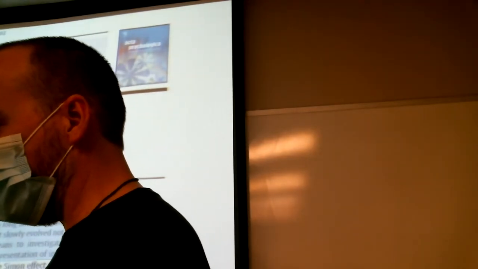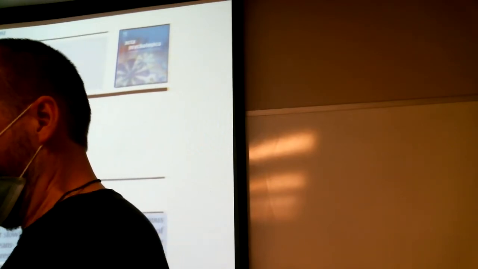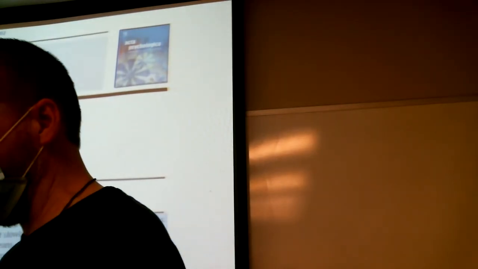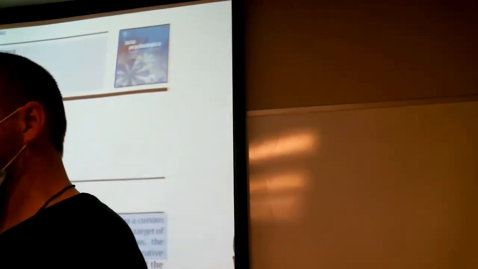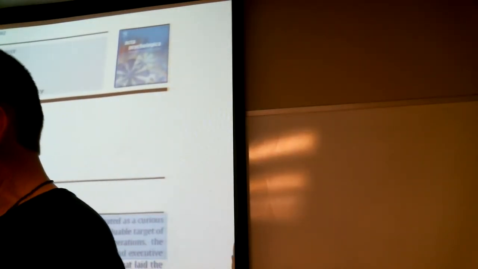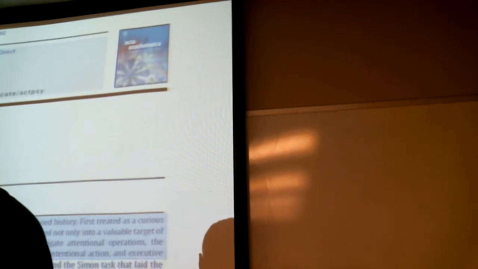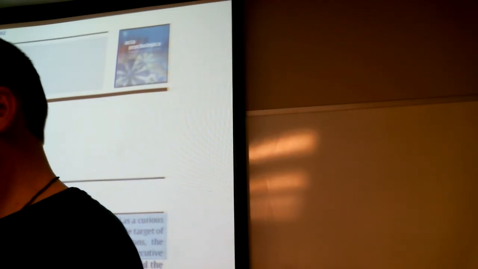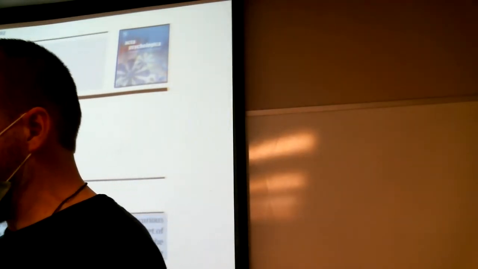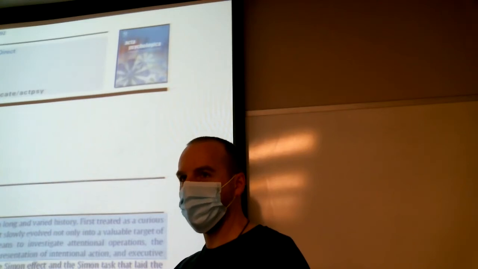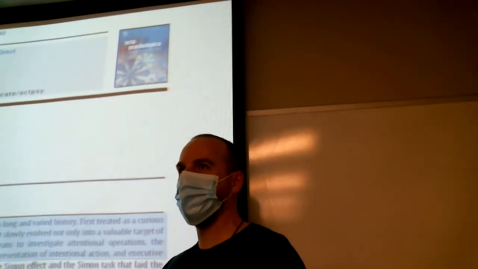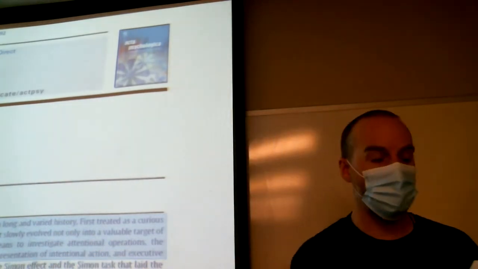First treated as a curious observation with implications for human factors research, we'll focus on that today, it slowly evolved not only into a valuable target of psychological theorizing itself, we'll look at that too, but also into a handy means to investigate attentional operations, the representation of space and one's body, the cognitive representations of internal action, and execution control. But we'll focus mostly on psychological theorizing about how the Simon effect mechanistically occurs within the mind and the brain.